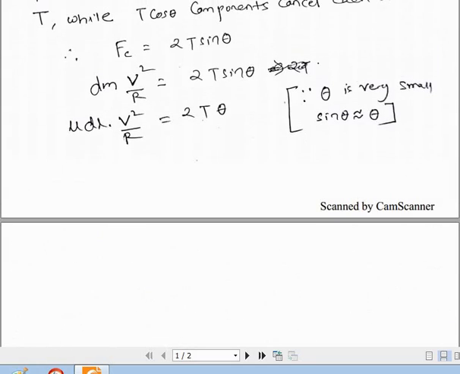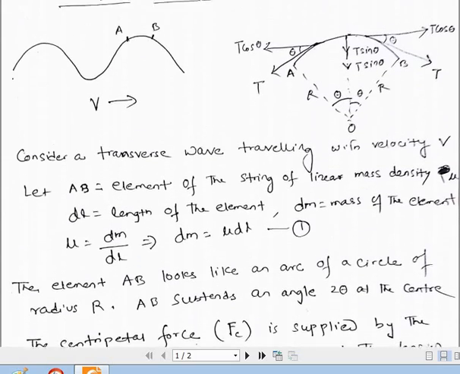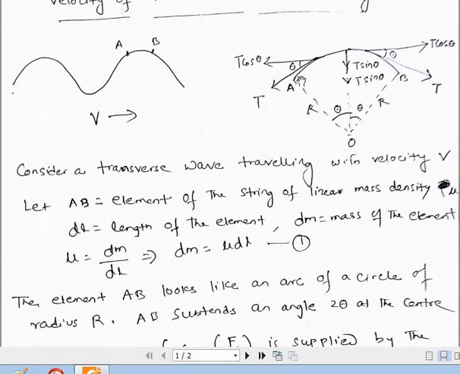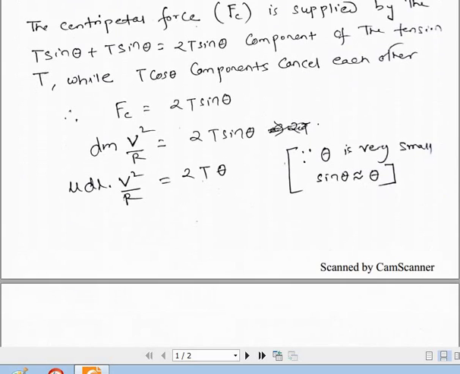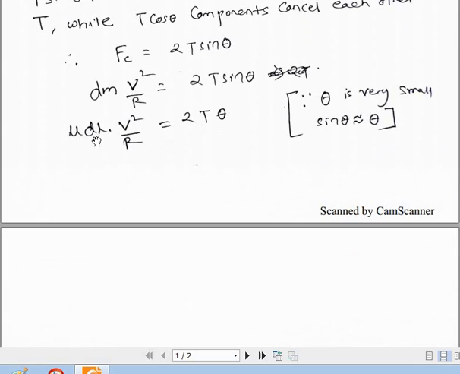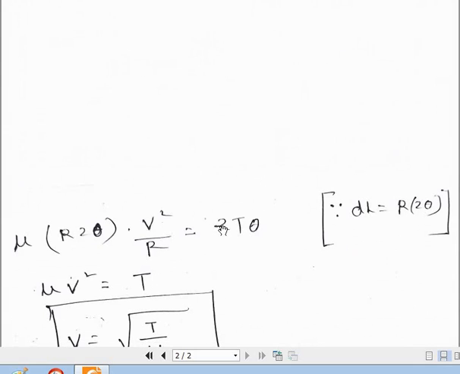Now we know, from HS first year we have studied, if this is an arc of a circle, then the length of this arc will be equal to the radius multiplied by the angle subtended by the arc. So dl, the length of this arc AB, will be equal to r into 2 theta, isn't it? So I'm substituting this dl as r into 2 theta. So mu into r into 2 theta into v square by r is equal to 2T theta.